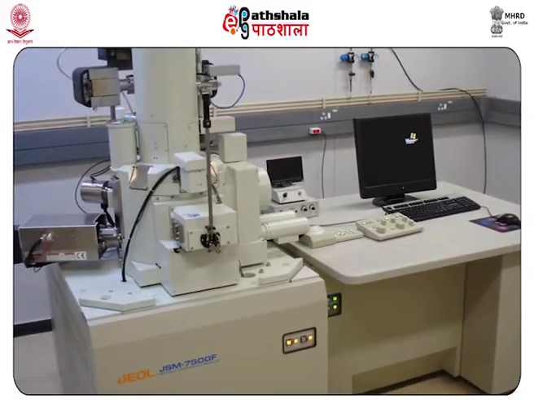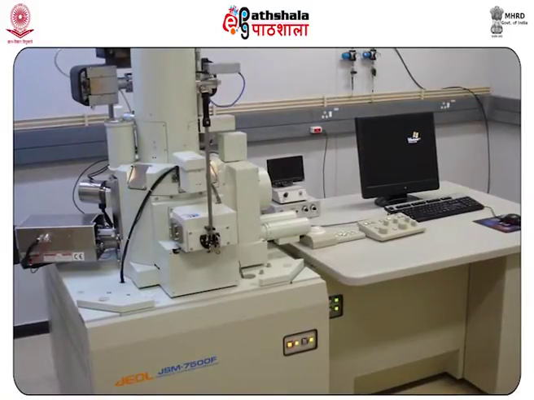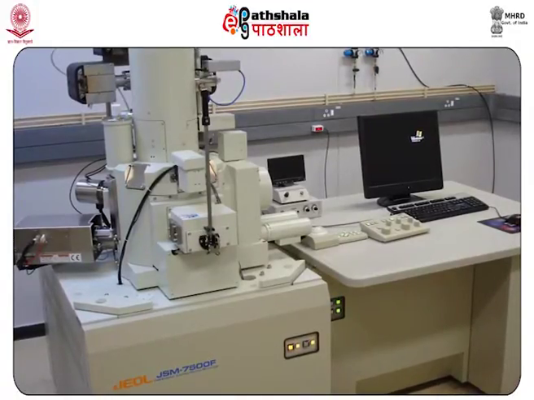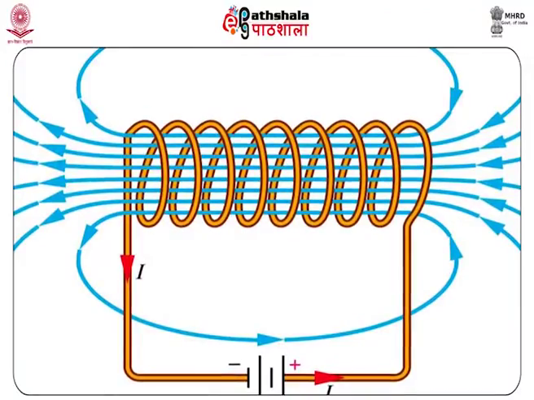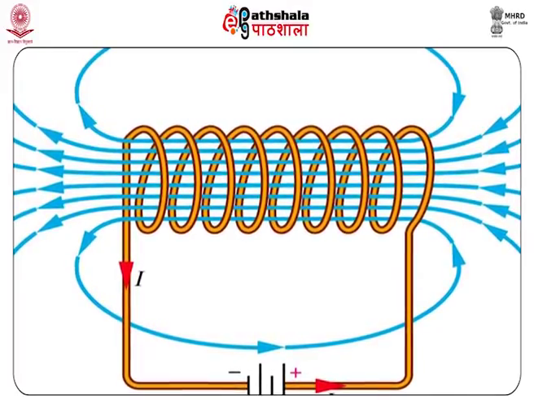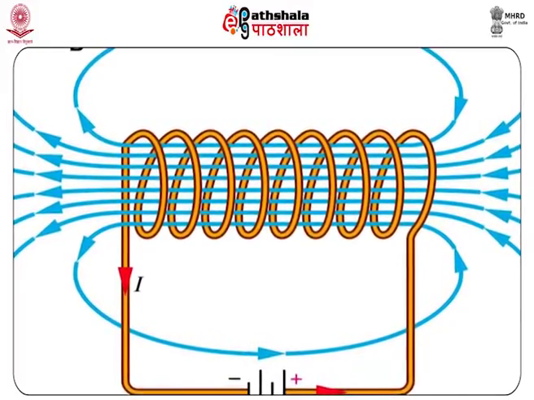Compared to the optical microscope, electron microscopes are a very recent invention. The image is made visible by use of a fluorescent screen which has a coating of lead sulfide. Now the basic design of an electromagnetic lens is a solenoid.